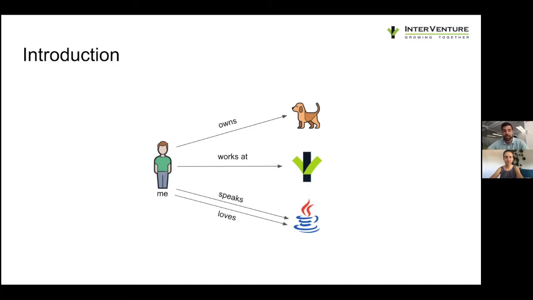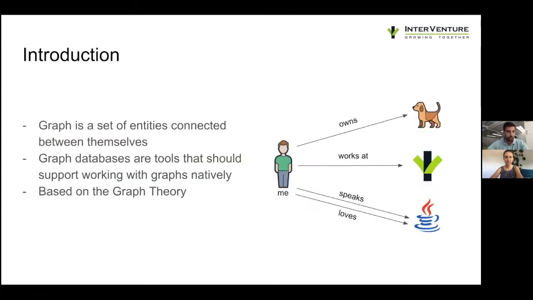So yeah, this is again me in a few icons. And this is exactly how the simplest graph looks. Basically, a graph is just a set of entities which are connected between themselves. On the other hand, a graph database is just a tool that should allow you to model, to store, and to query your data as a graph.